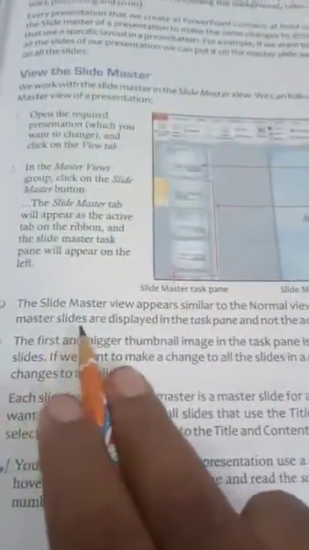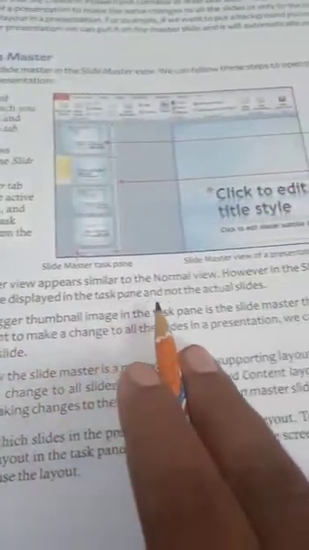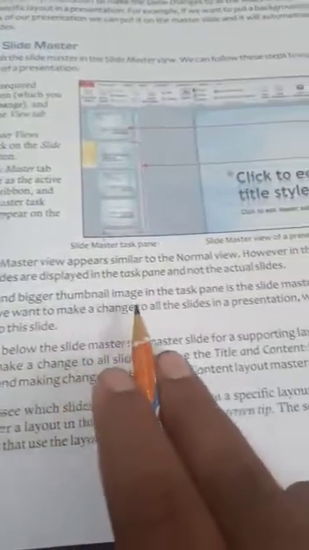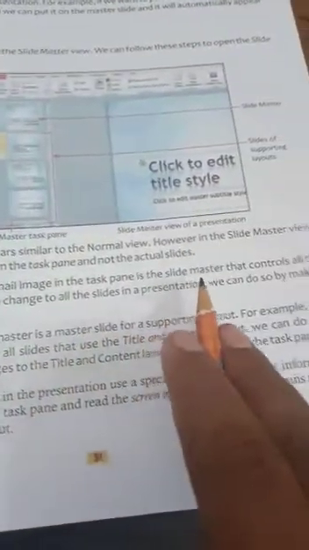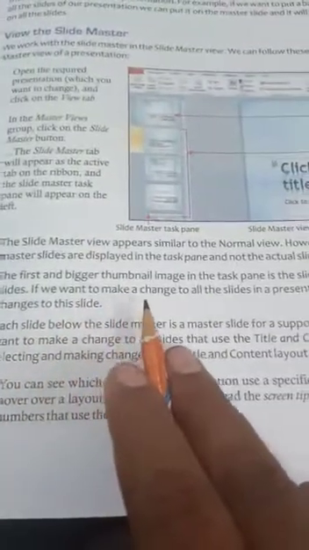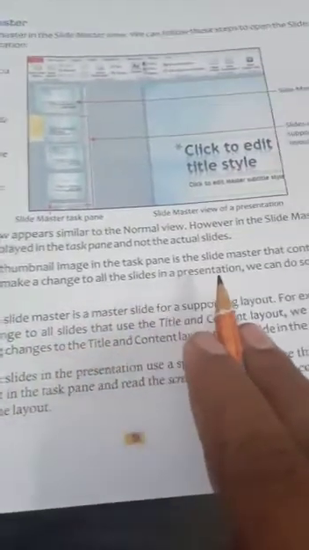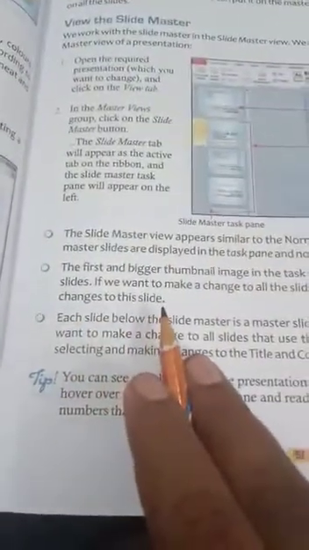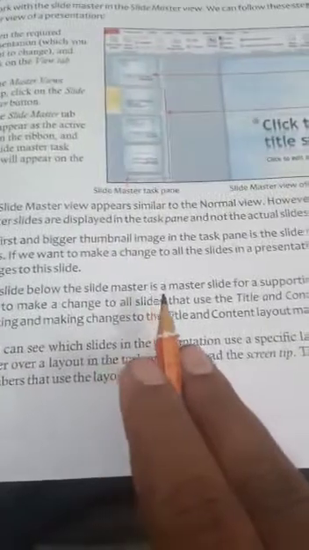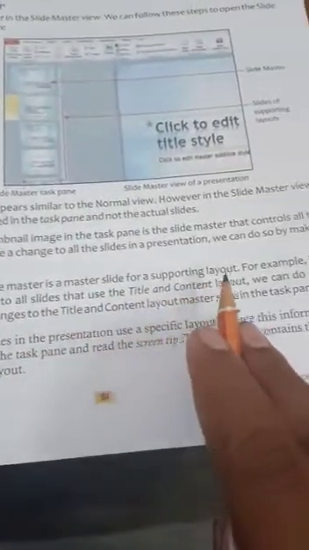view appears similar to the normal view. However, in the slide master view, master slides are displayed in the task pane and not the actual slides. The first and bigger thumbnail image in the task pane is the slide master that controls all the slides. If we want to make a change to all the slides in a presentation, we can do so by making changes to this slide. Each slide below the slide master is a master slide for a supporting layout.